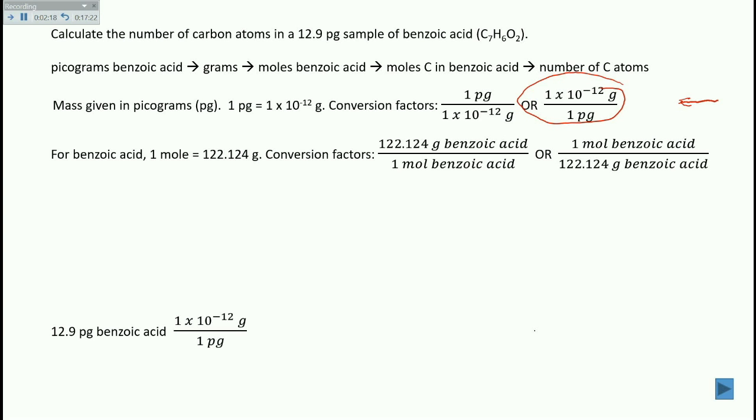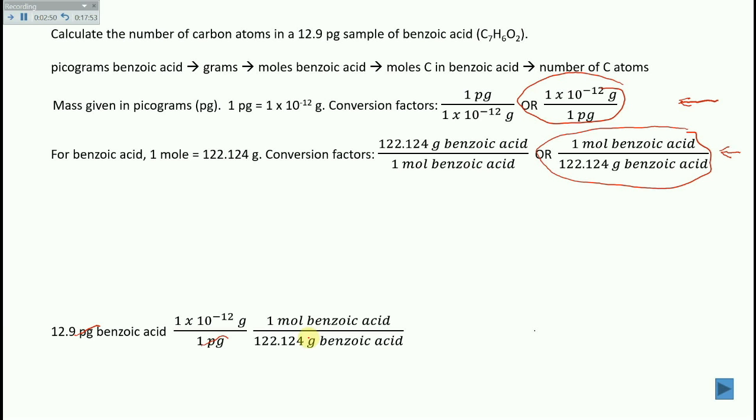And I notice when I do that, then picograms does cancel picograms here. And were I to stop the calculation there, I would have the grams of benzoic acid. So I'm ready then to take the next step to go from grams to moles. Now I need to apply one of these two conversion factors. I want to cancel grams and keep moles. So the one I'm going to choose will be that one.